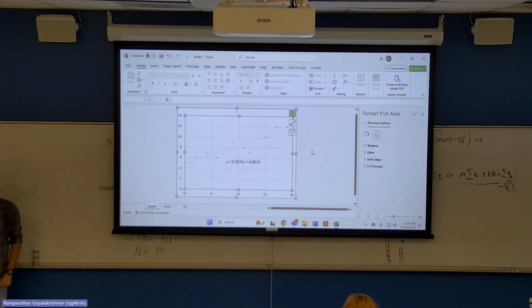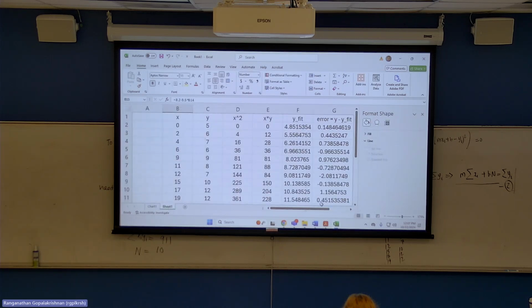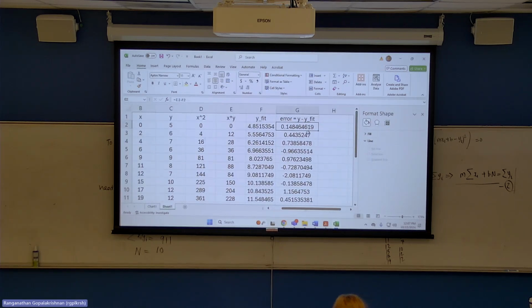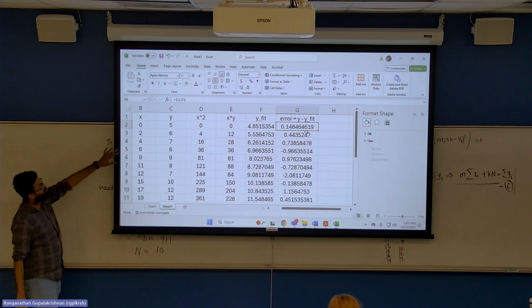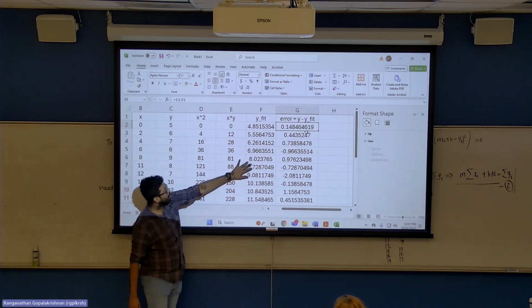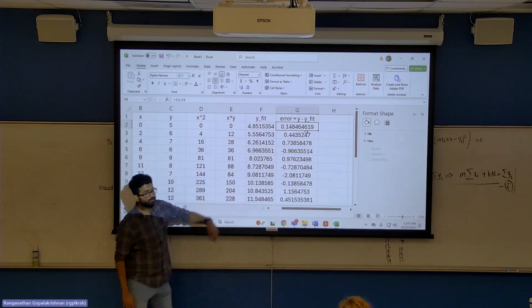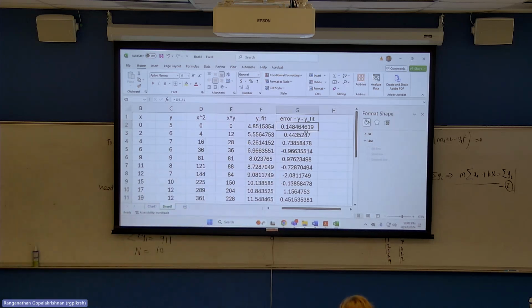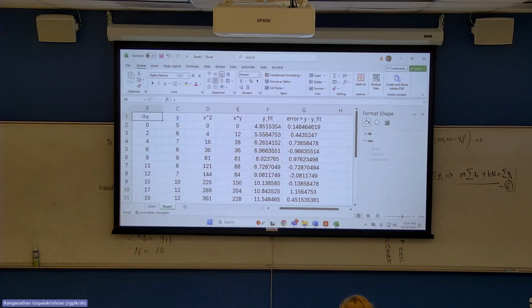Okay. Now, if I also take the error value, what is error? Error is my original data minus the approximated fit. I compute that error, and now I'm going to plot the error as a function of X. So I'm going to plot these two columns.